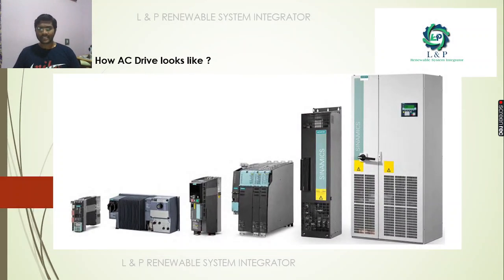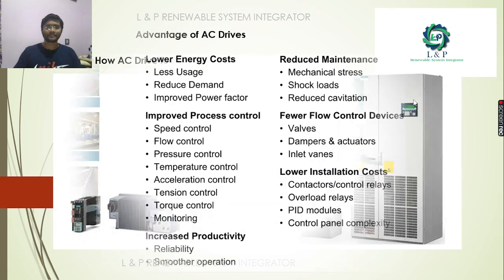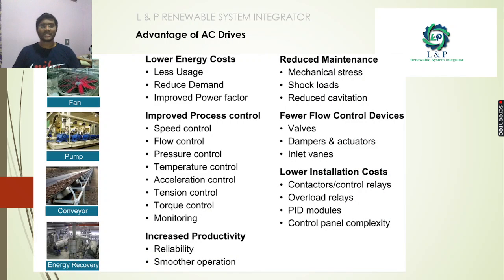How does it look? This is an example. I have provided the Siemens Dynamics as an example. So this is the range. It is available from the small to the industrial range. And what are the advantages of these AC drives? It has low energy cost, improved process control, increased productivity, very little maintenance. And we can use it for flow control devices also, and it has low installation cost.